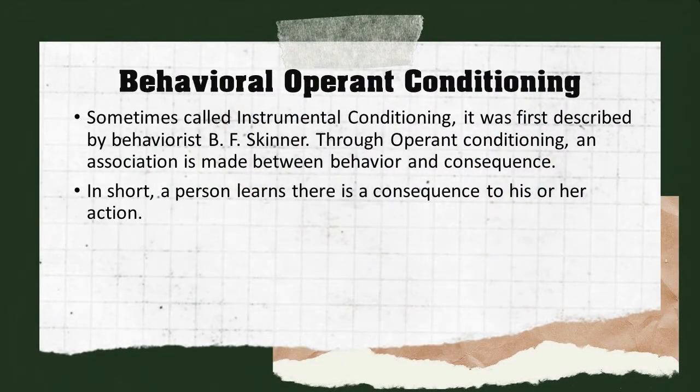Now, what about behavioral operant conditioning? These two fall under behaviorism, but operant conditioning is a little different. Sometimes called instrumental conditioning, it was first described by behaviorist B.F. Skinner. Through operant conditioning, an association is made between behavior and consequence. In short, a person learns there is a consequence to his or her action.